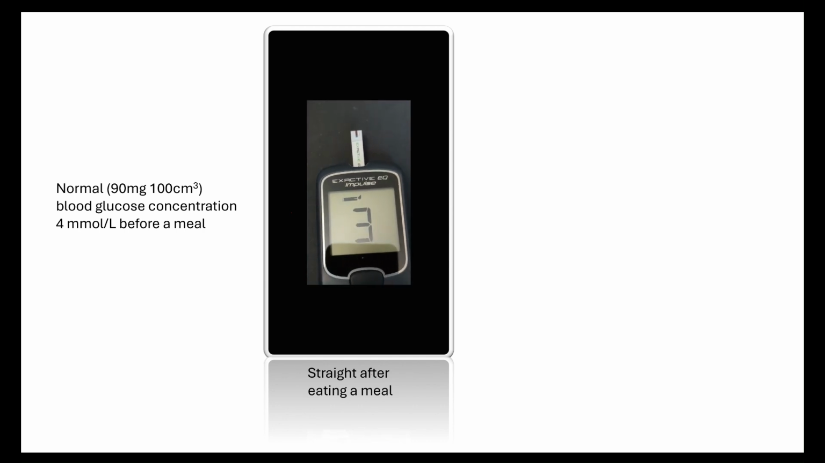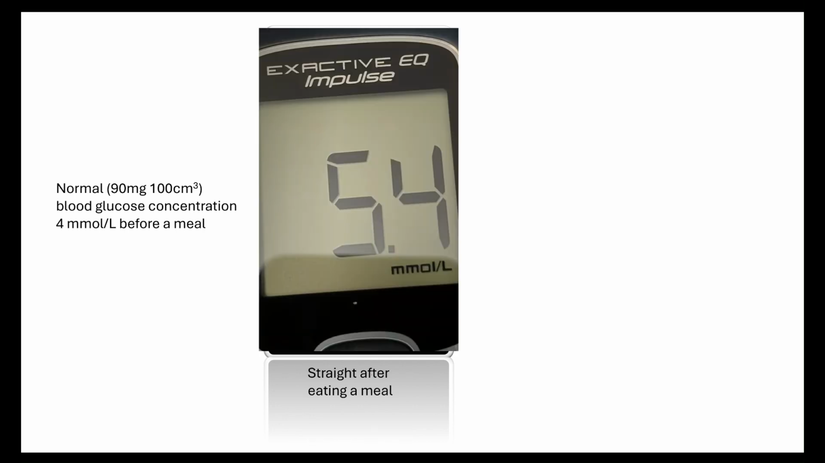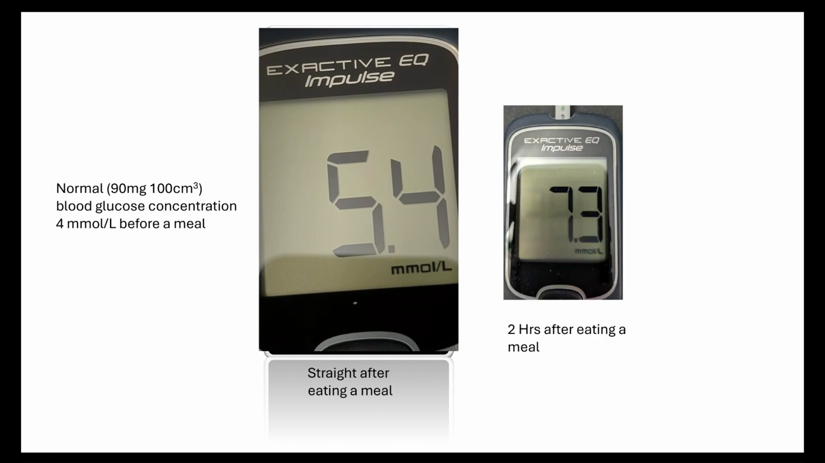So if I want to check my blood sugar levels, as I did here, a normal blood sugar concentration is about 4 millimoles per litre before a meal. Now, when I took my blood sugar levels, I took it straight after having a meal. And as you can see, the sensor detected that my blood sugar levels were 5.4 millimoles per litre. Now, 2 hours after eating that meal, I took a test again, and you can see here that my sugar levels are rising up, close to the higher limit of my blood sugar levels. So my blood sugar levels should be between 4 to 8 millimoles per litre.